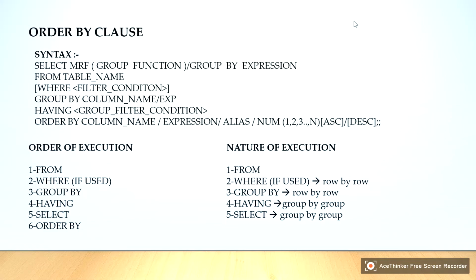Order of execution: from clause will execute first, then the where clause will execute if it is used, then the group by clause, then having clause, then select clause, and finally order by clause. Nature of execution: from clause will execute first, then where clause will execute row by row, then group by clause row by row, then having clause group by group, and select clause group by group.